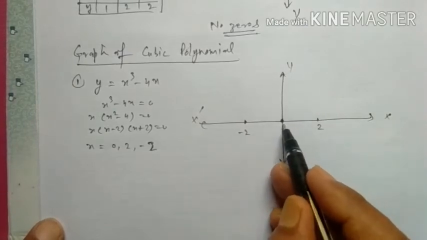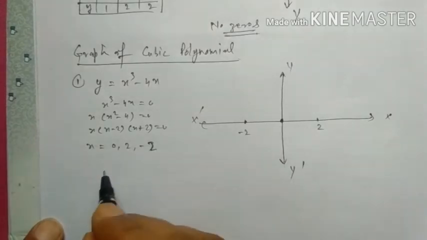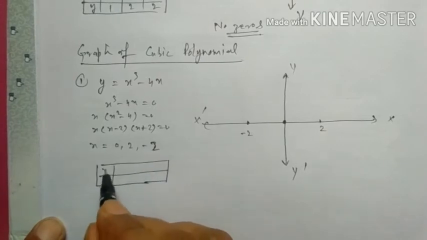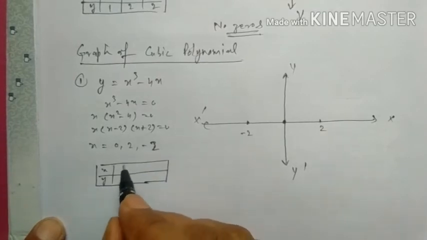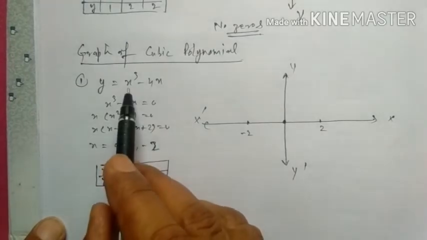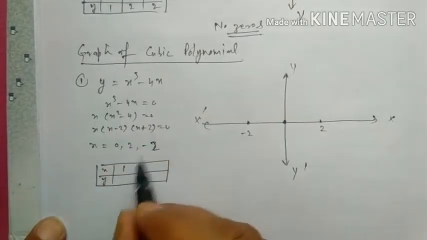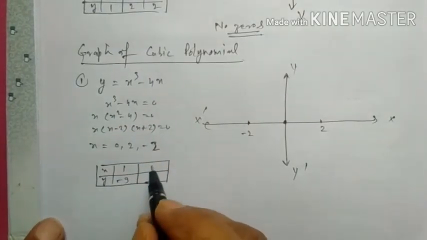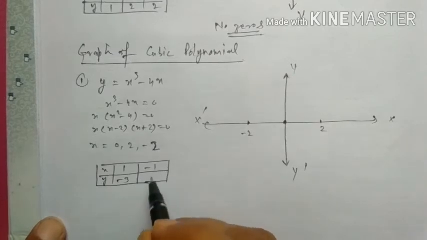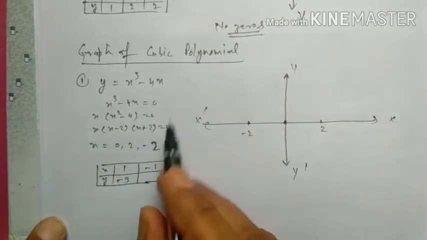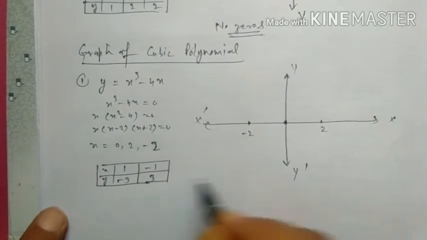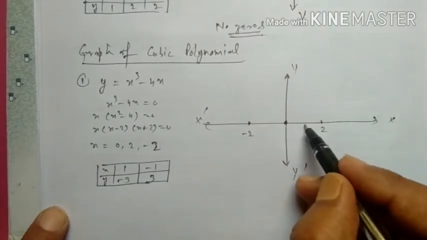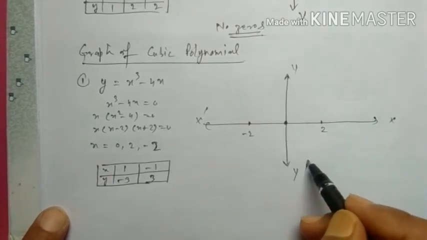Between 0 and 2, suppose we take 1. So now we will find some points for x and y. When x equals 1, put in 1, then y equals -3, and when x equals -1, then y equals +3.